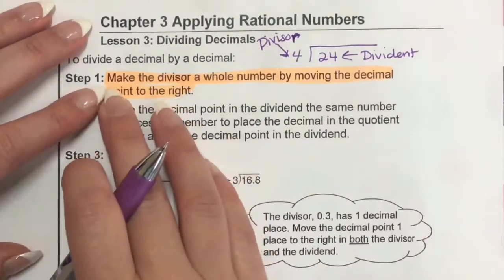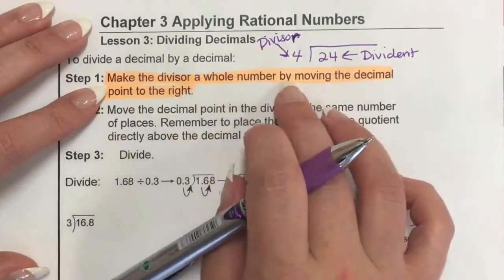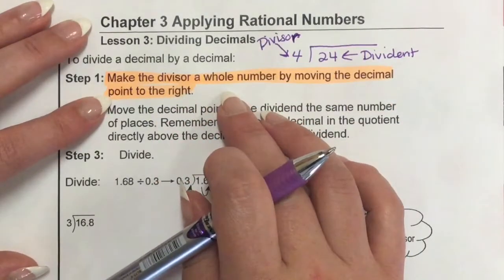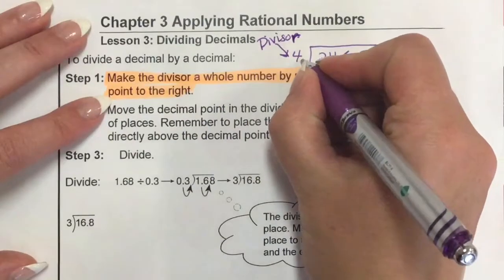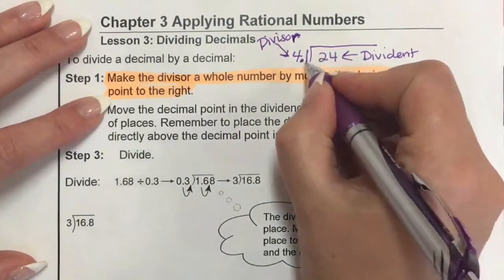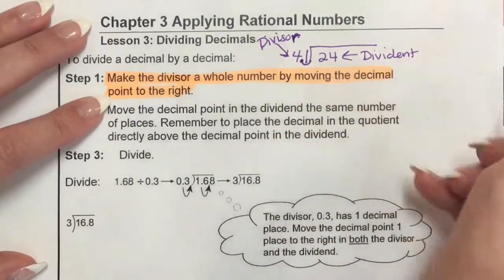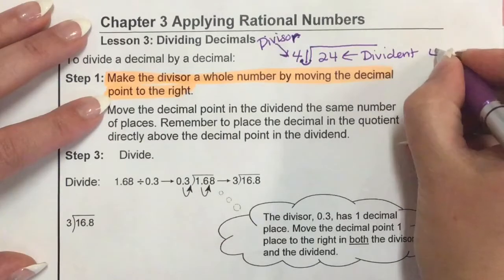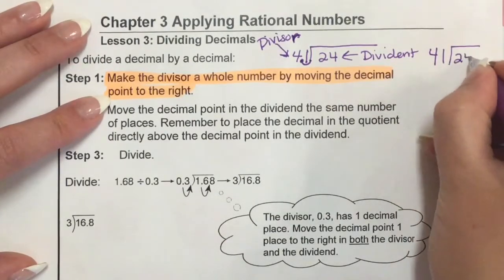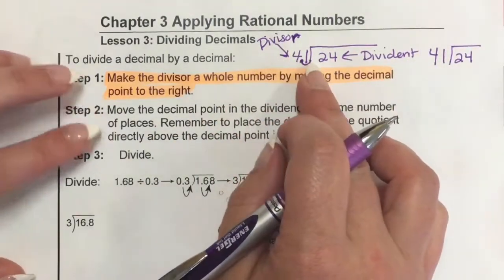So what this says in step 1, make this divisor a whole number by moving the decimal point to the right. Okay, so let's say if this was 4.1, I'm just making this up. You would need to move this decimal to the right, so now it is 41 divided by 24. So we moved it one place to the right.